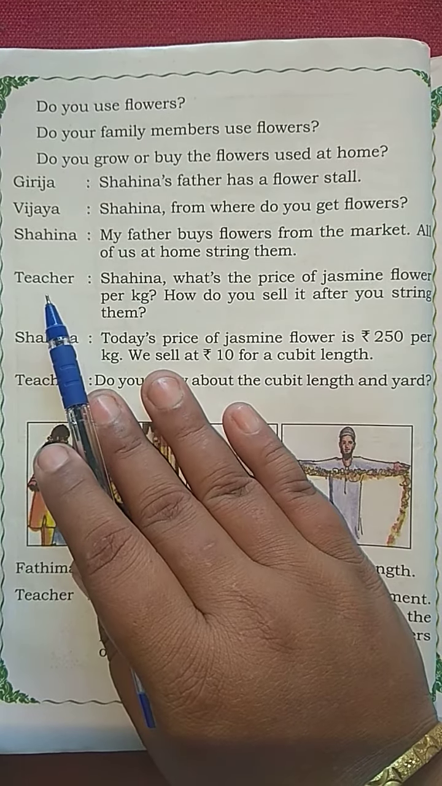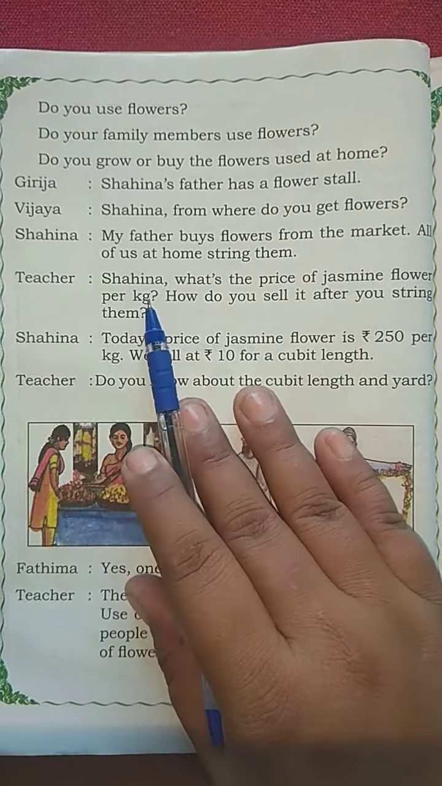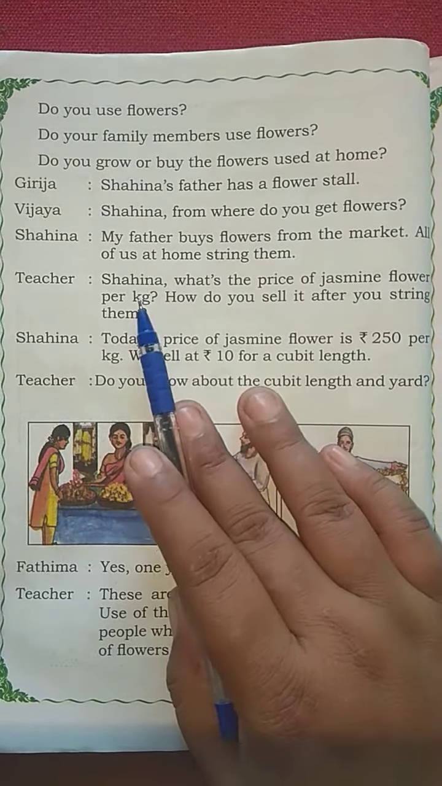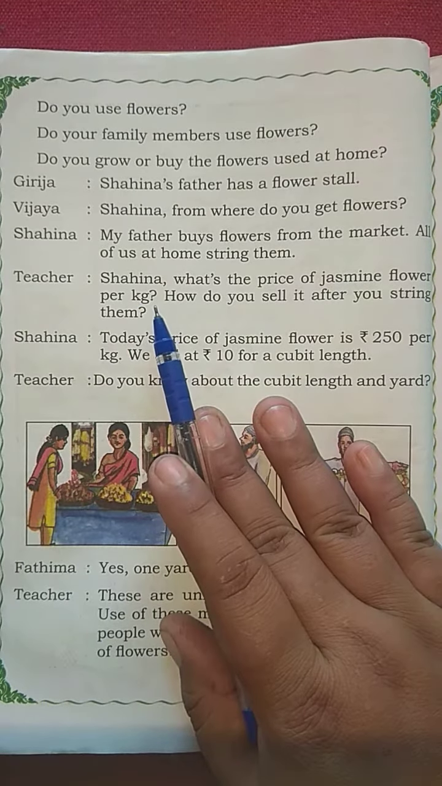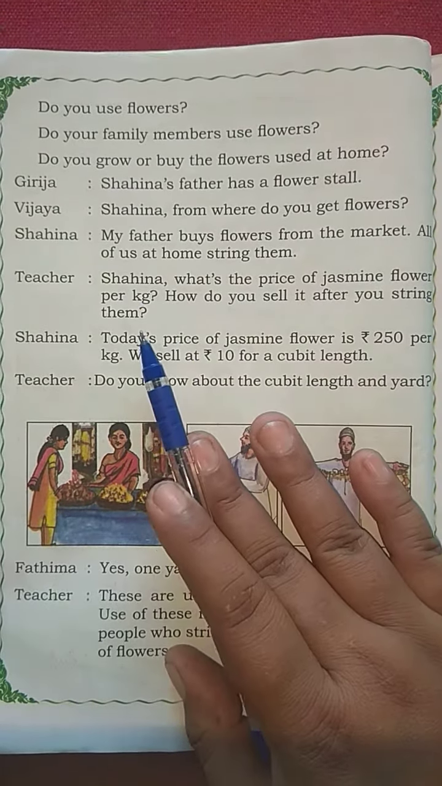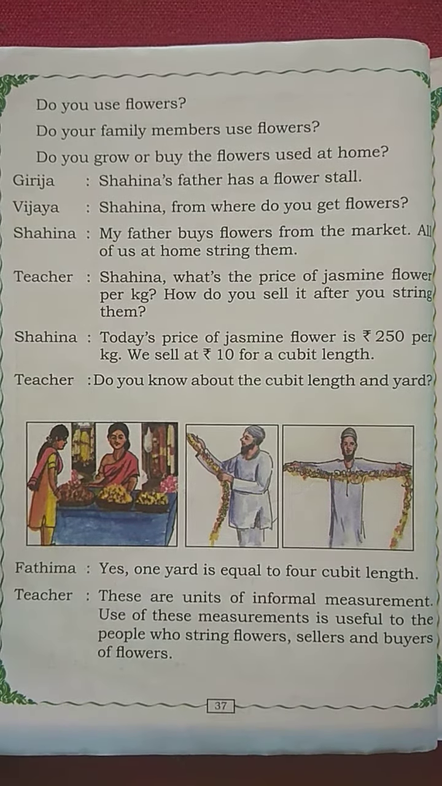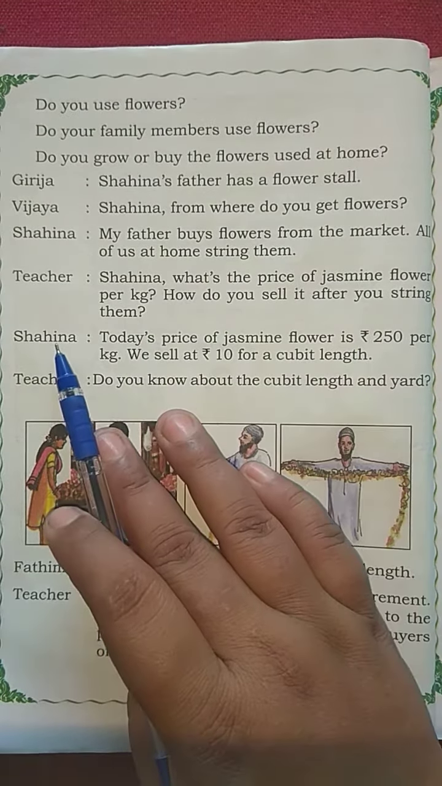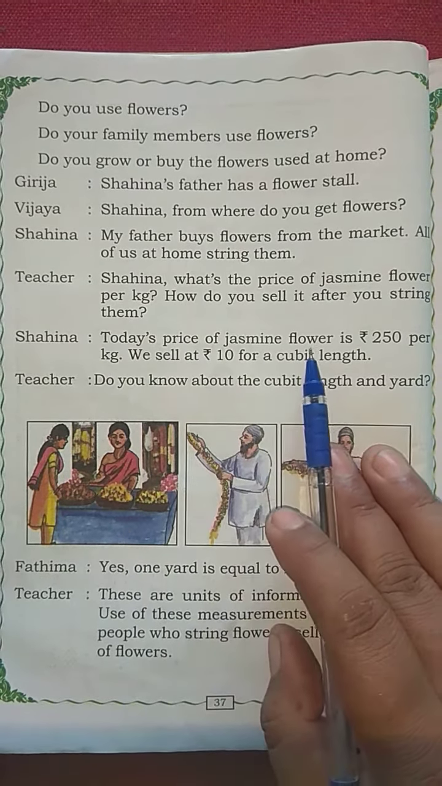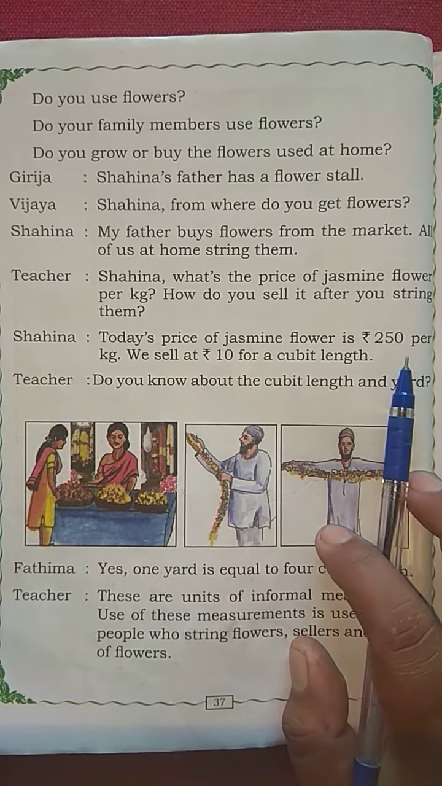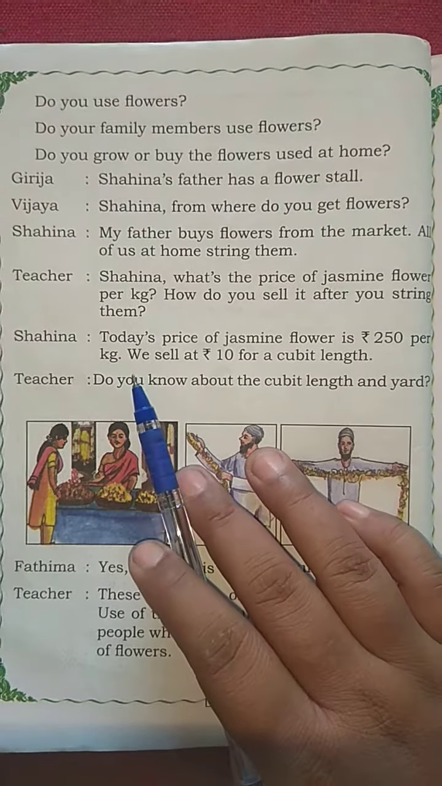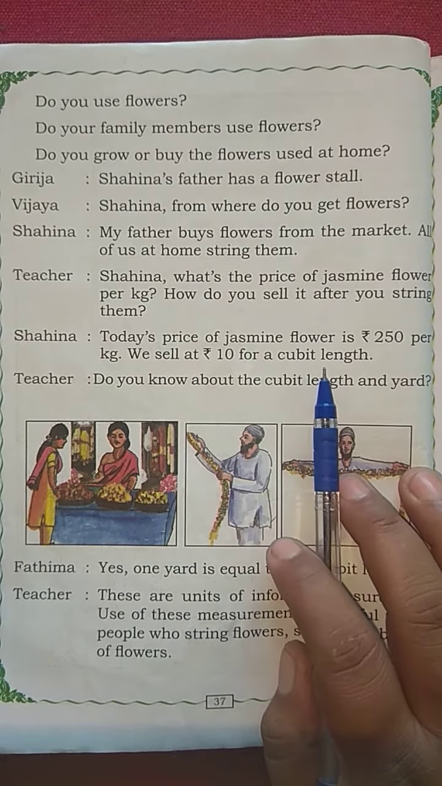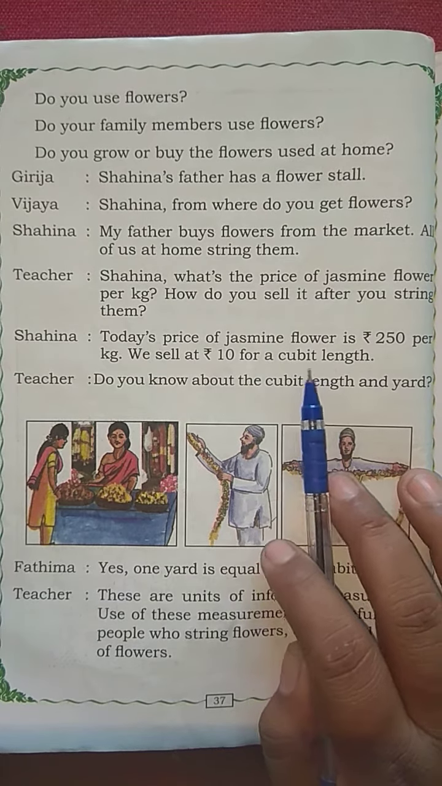Next, what did the teacher tell here? Shaina, what's the price of jasmine flower per kg? How do you sell it after you string them? She is asking about the jasmine flower per kg as well as the stringed one. Shaina tells today's price of jasmine flower is rupees 250 per kg. We sell at rupees 10 for a cubit length. Cubit length is nothing but the mala. We say mala, one mala, eradu mala, that thing.